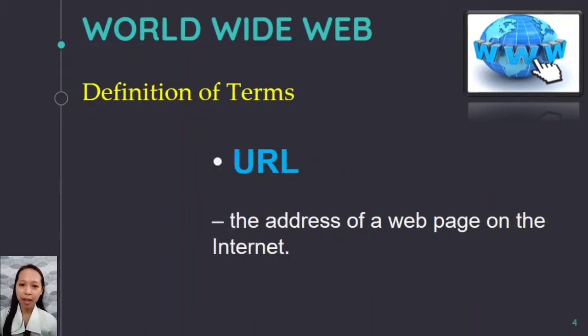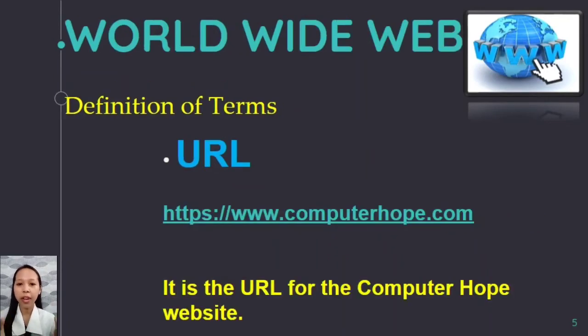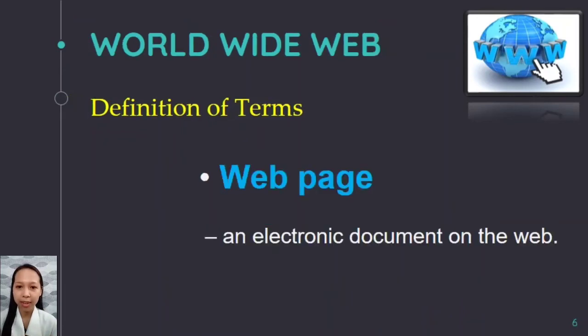Next is URL. So what is URL? It is the address of a web page on the internet. For example, you browsed the internet for a specific topic and you clicked on, for example, Wikipedia. So the address that directed you to the server is called the URL. Another example of a URL is the URL that is shown on the screen. It is the URL for the Computer Hope website.